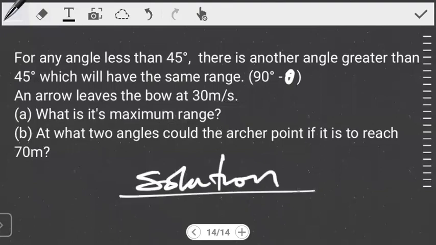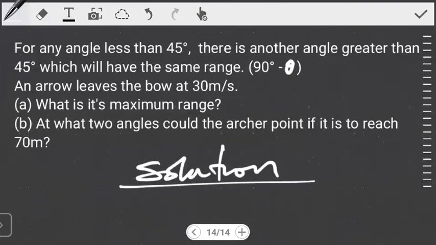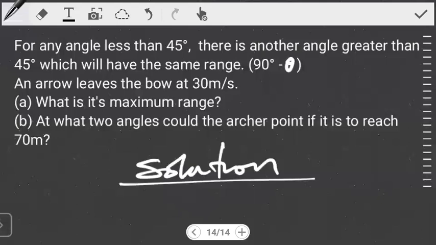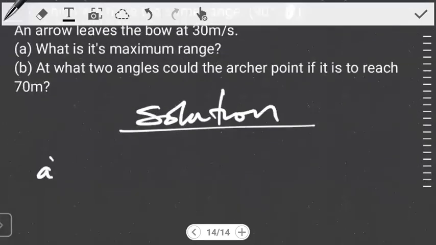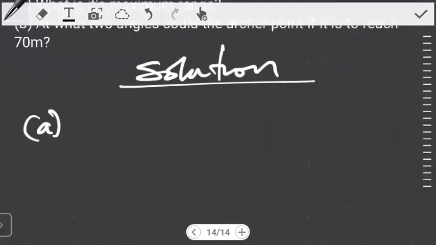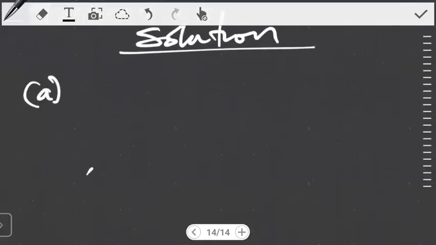Well, it's quite simple, really. All you have to remember is, for you to achieve the maximum range, the angle this arrow has to be fired at has to be 45 degrees. So in this case, for part A, our approach is very basic. So we want to fire this arrow such that the angle is 45 degrees.